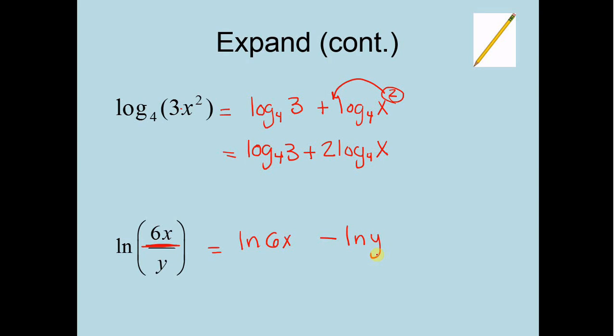But now I have multiplication inside. Notice how there's multiplication still, right? So let's simplify that further. We have the natural log of 6 plus the natural log of x minus the natural log of y. So what I did, I put that in parentheses just to show that that is multiplication. It ultimately is going to end up on the top together. That's why I put parentheses around there.